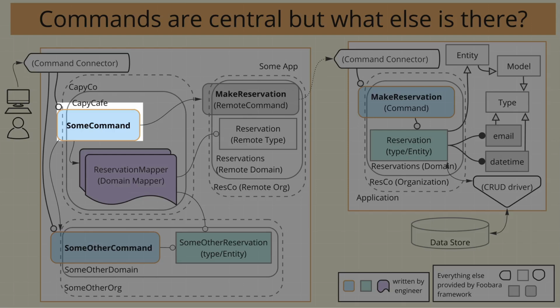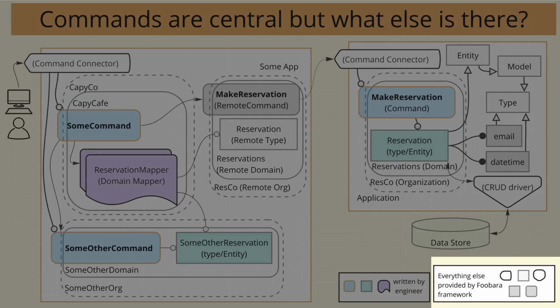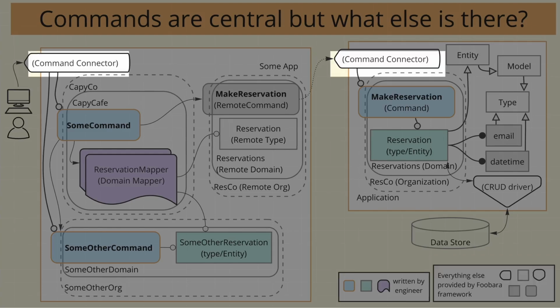All right, so let's look at the tertiary concepts, the ones that are provided by Foobara, or you might use from a third party, but are not specific to the domain you're trying to implement. So we have command connectors. In this case, these would be HTTP command connectors. They know how to take a command, read its metadata, and dynamically construct a controller action, for example, that can then be used to invoke that command over HTTP remotely.